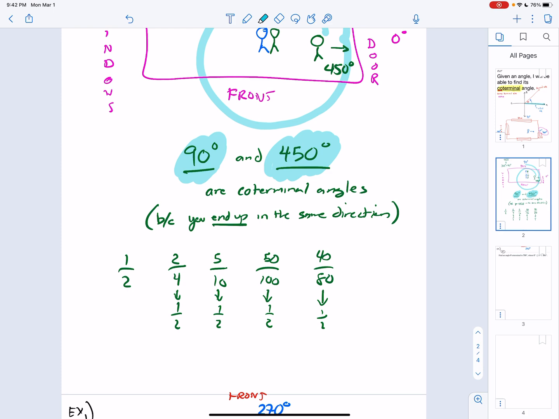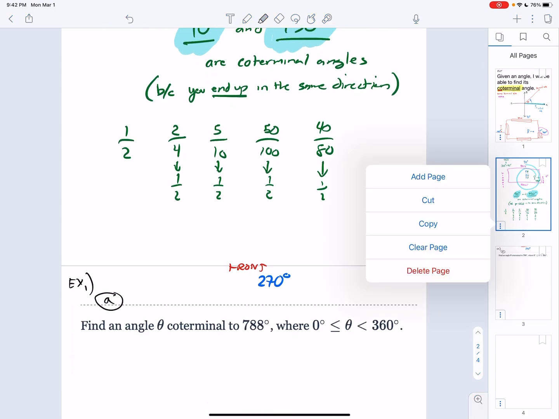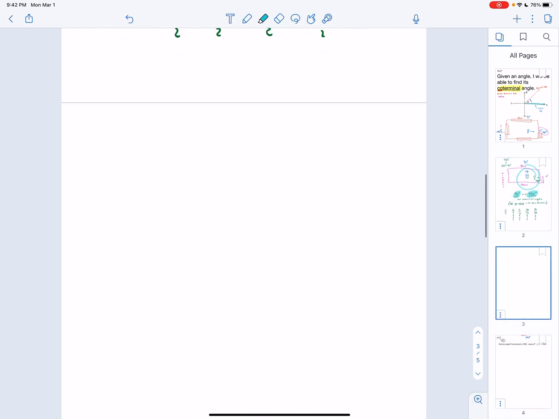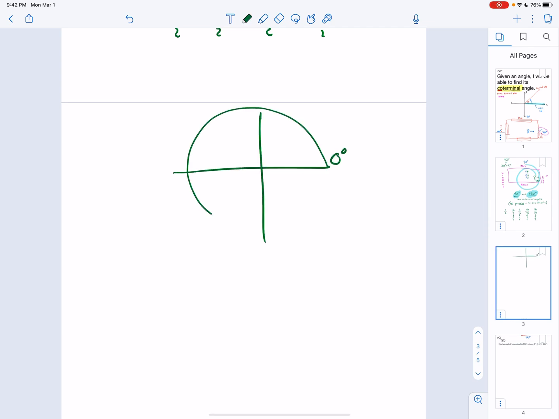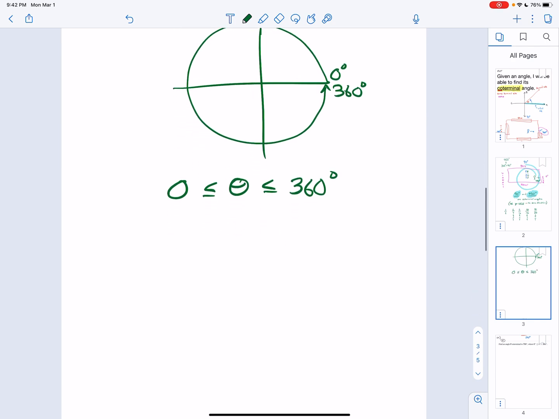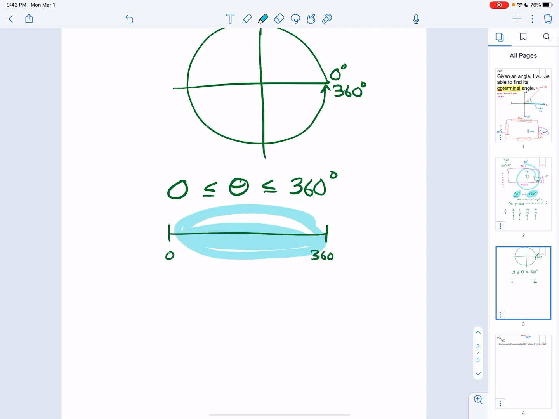We're used to having angles that are somewhere in between 0 degrees all the way to 360. So our angle, we want to make sure that it's somewhere in between 0 and 360 degrees. Let's say that this is 0 and 360 here, we want all of our angles to be in here because this is what we're used to.